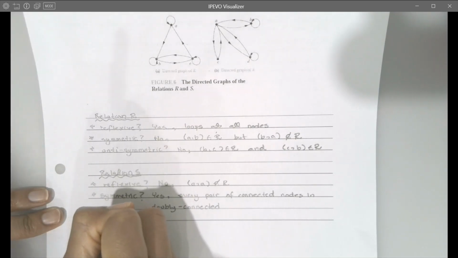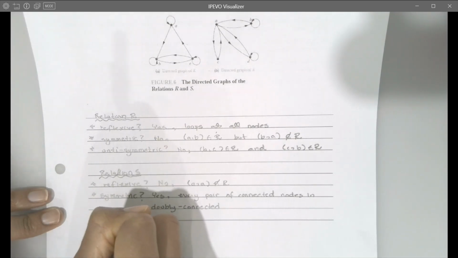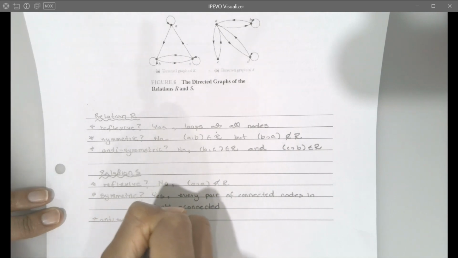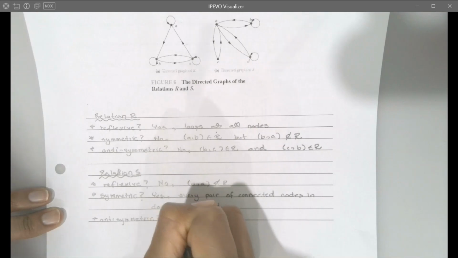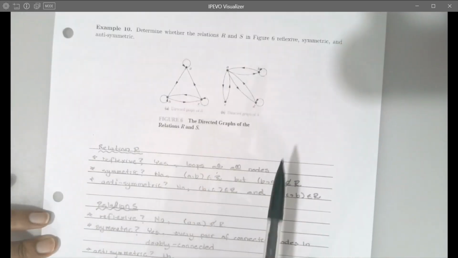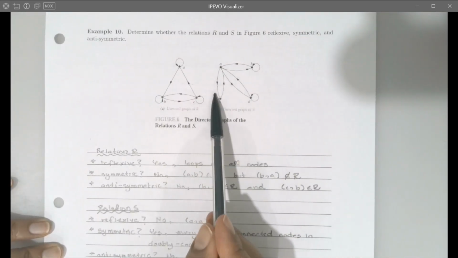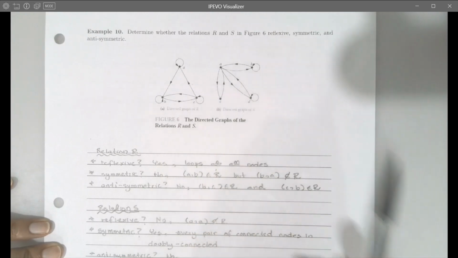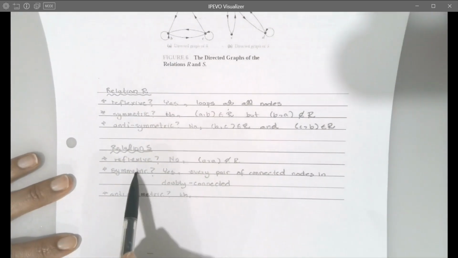Alright, the next property, is it antisymmetric? Well, this is going to definitely be a no. If it's symmetric, it can't be both antisymmetric and symmetric. The answer here is no. And again, you can say as a justification that the nodes that are connected are doubly linked, or simply in this case, I'm going to write no because it's symmetric.